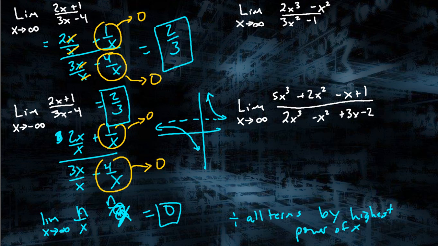Okay, let's take a look at this one. So my highest exponent of x on this one is x cubed. So there it is. So I'm going to divide all my terms by x cubed. That's my numerator. My denominator is right here.